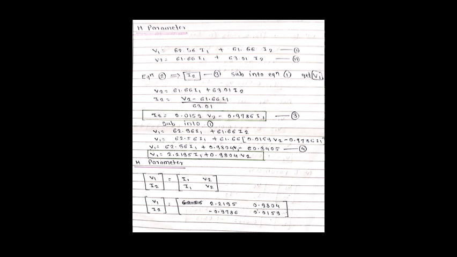Now substitute this in equation 1 to get V1. V1 we get as 2.2195 I1 plus 0.9804 V2. Now we know the H parameter matrix, V1 and I2. In the horizontal line of V1 we put I1 and V2, and likewise for I2. Here we get 2.2195, 0.9804, minus 0.9786, 0.100159.